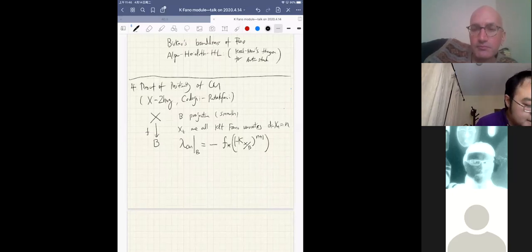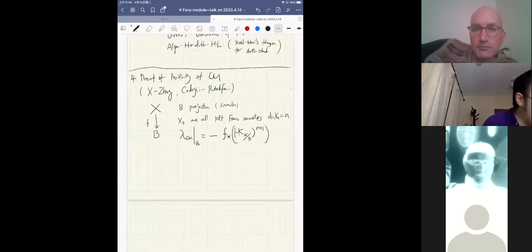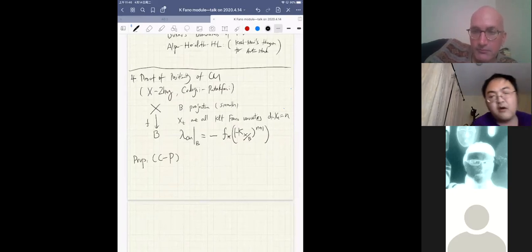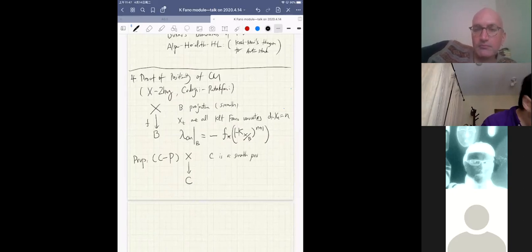So a priori, it is not clear how this positivity comes out at all, right? So I will give you a proof in the case of, let's say, a proposition. This proposition is already proved by Codogni and Patakfalvi, but I want to give you a proof which fits into our techniques. So we basically just want to treat the case that the dimension is one. So say B is a smooth projective curve.